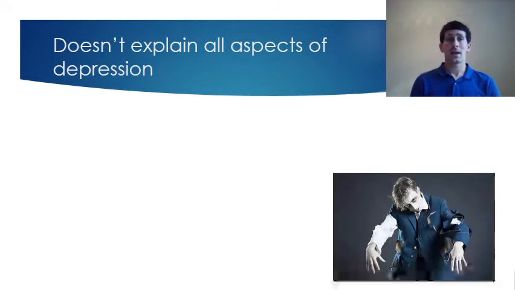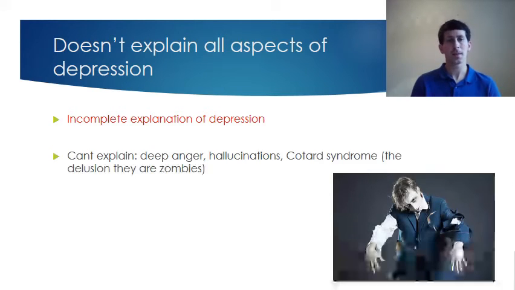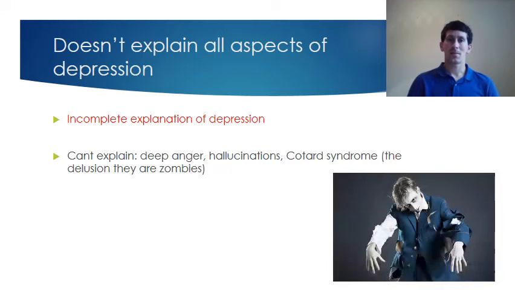However, it is an incomplete explanation. It can't explain all types of depression and all aspects of depression. It can't explain why some people get deep anger or hallucinations when they're depressed. And it also can't explain a very extreme version of depression. In some extreme cases, depressed people can develop something called Cotard syndrome. Cotard syndrome is where the depressed person gets the delusion that they are a zombie. So all of these things, the deep anger, the hallucinations, the Cotard syndrome, can't be explained by Beck's negative triad. It can explain certain parts of depression, but it can't explain everything.